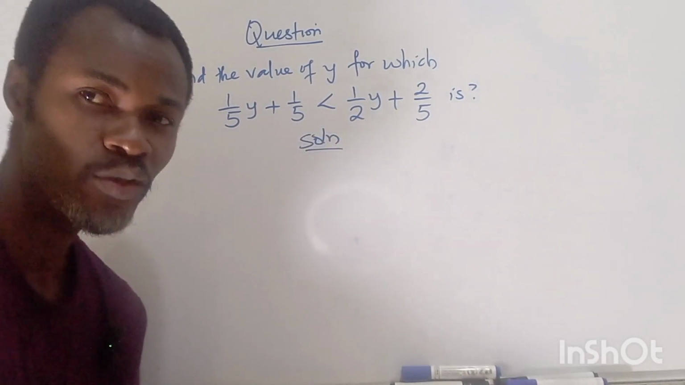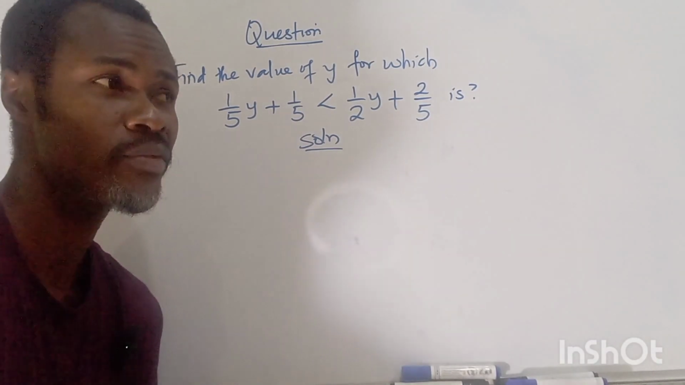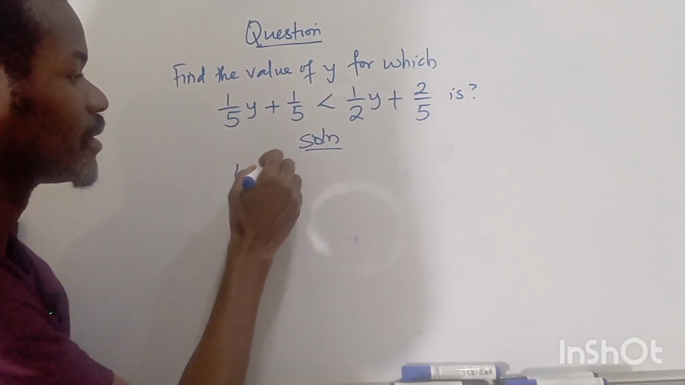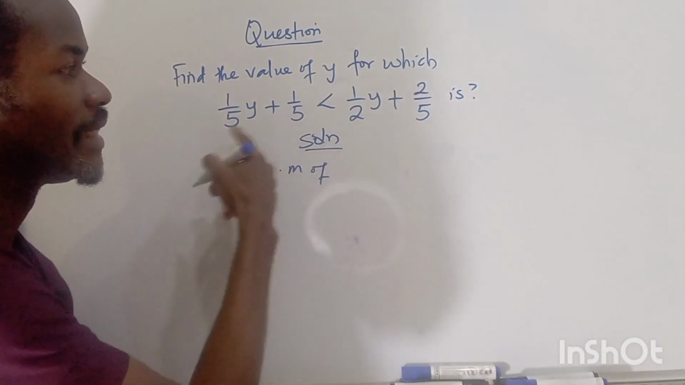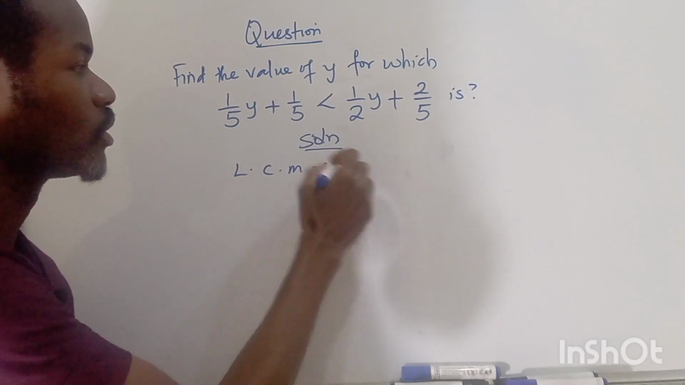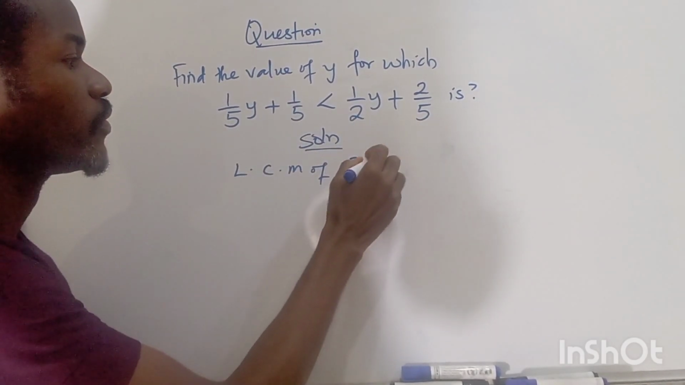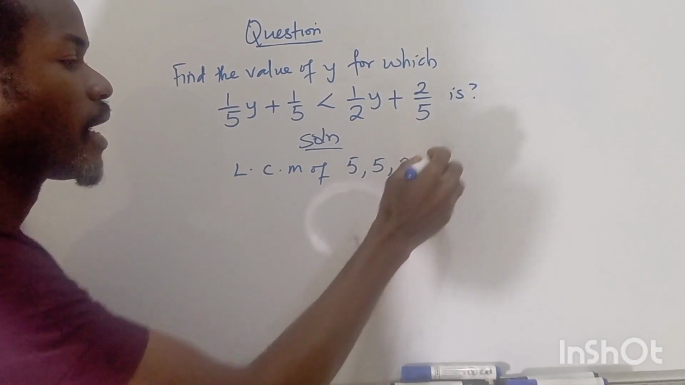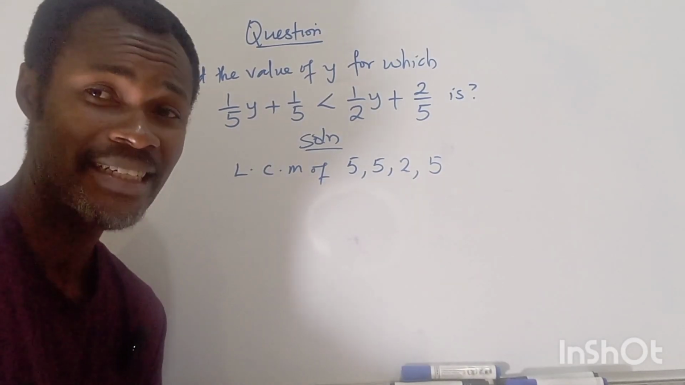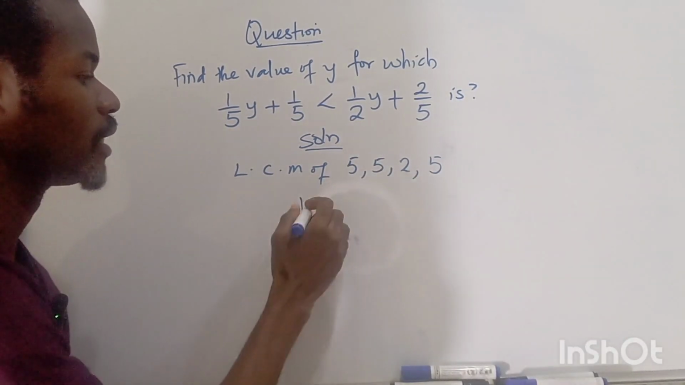We have two approaches to solve this, and I'll quickly solve using both. The first method, we want to find the LCM of the denominators. So we want to find the LCM of 5, 5, 2, 5. It is equivalent to finding the LCM of just 5 and 2. Let's do that quickly.